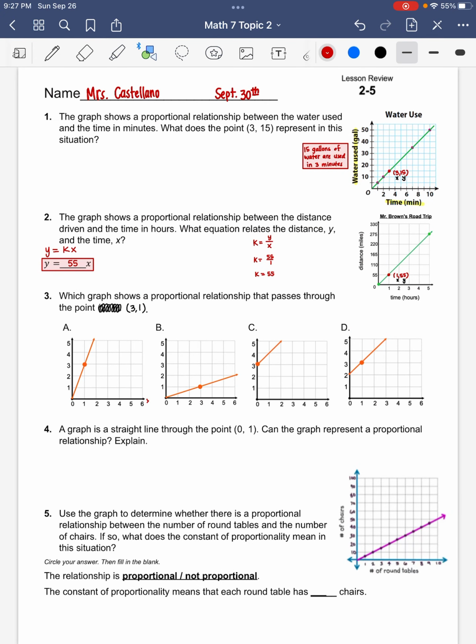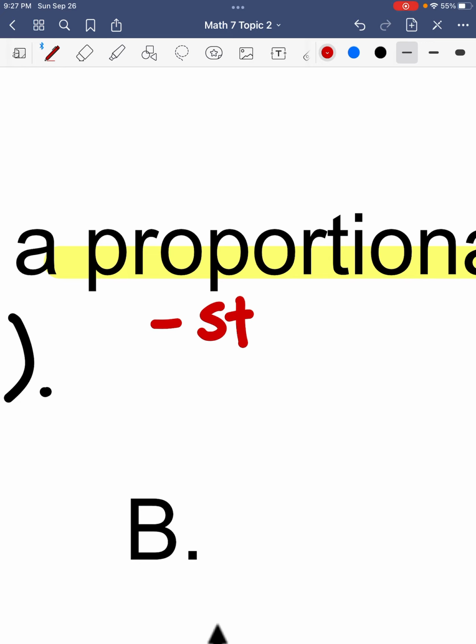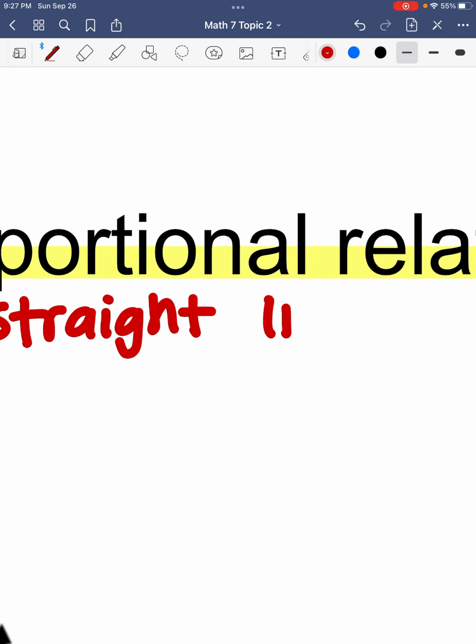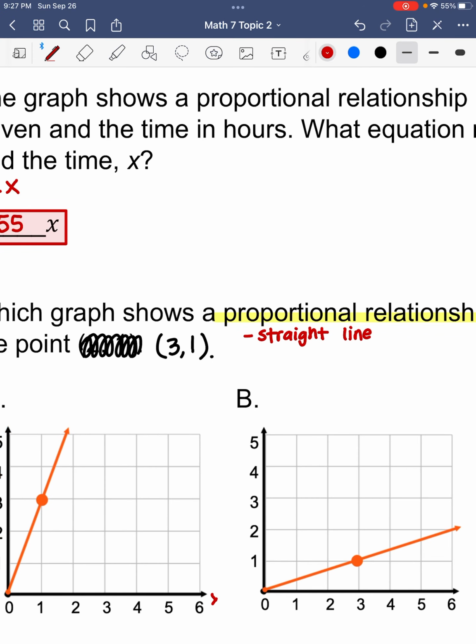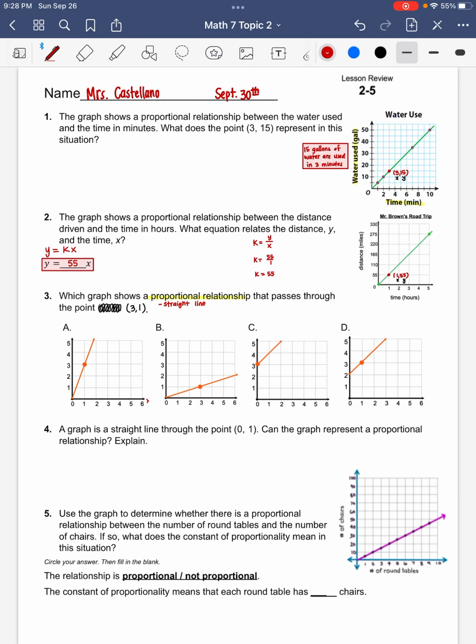Okay, moving on to number 3. Which graph shows a proportional relationship that passes through the point (3, 1)? Okay, so first of all, the graph of a proportional relationship has some key characteristics. The first thing is we know it has to be a straight line. If it's anything other than a continuous straight line, it's not a proportional relationship. And when I look at all 4 of these, they're all straight lines.